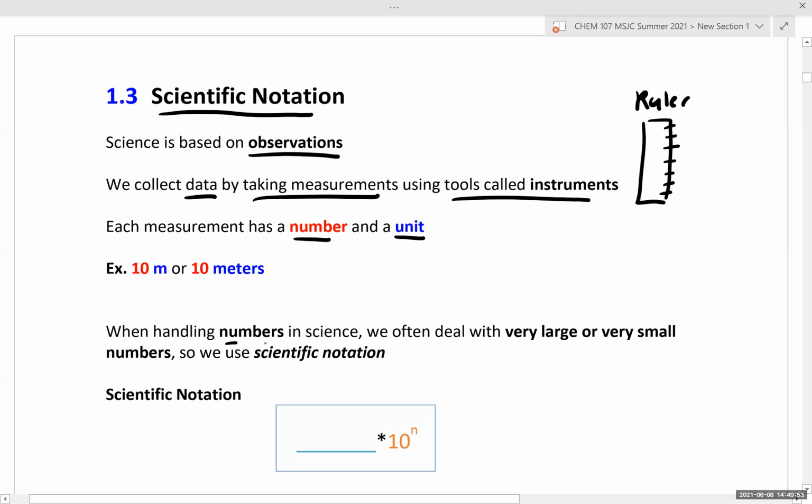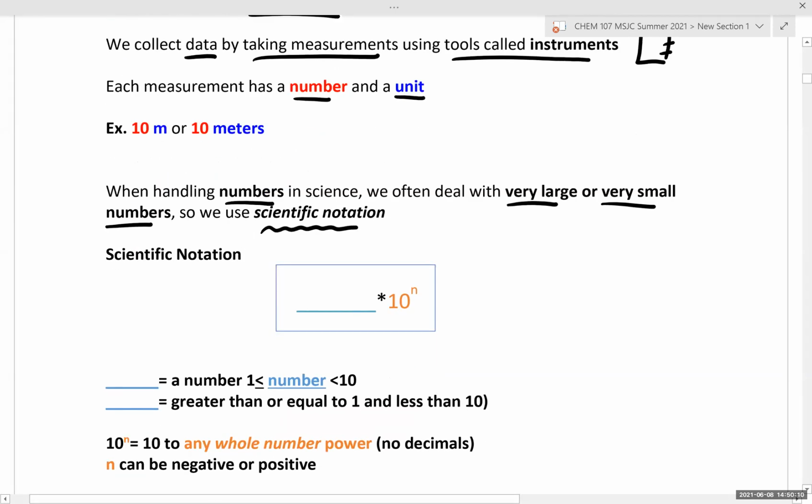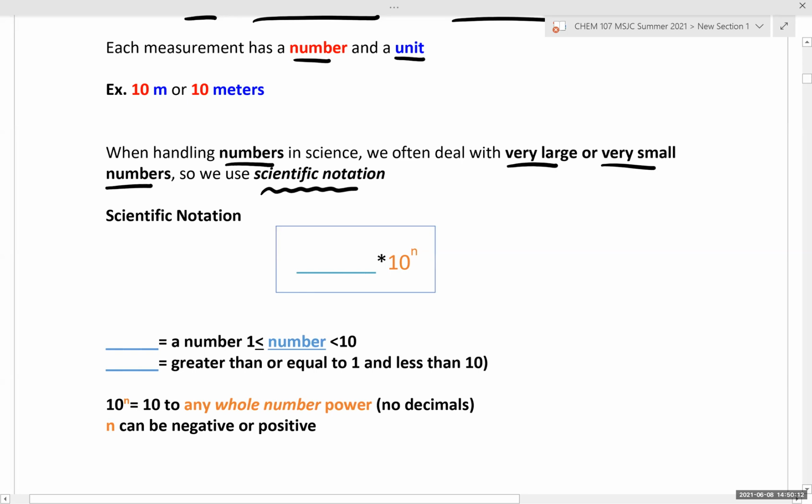So when handling numbers in science, we often deal with very large or very small numbers. So we use scientific notation. When we're talking about atoms, they're very small. When we talk about groups of atoms, that's a very large number. So in order to handle these very large and very small numbers, we use scientific notation. So scientific notation is the form blank times 10 to the n, where blank must be a number greater than or equal to 1 and less than 10.